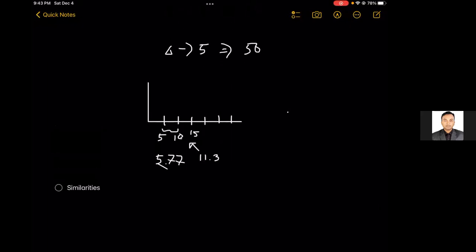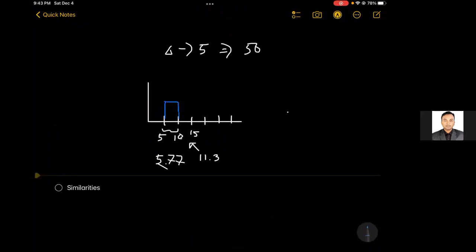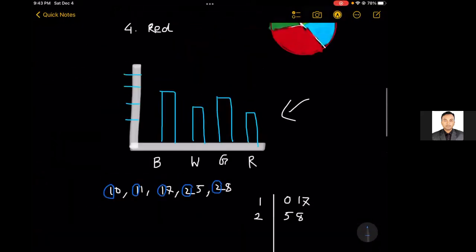Even for histograms, we actually use bars like this, right? And even for bar graphs, we actually use bars like this. So that's another similarity. And again, that's why we often get confused by just eyeballing these two simultaneously, right? Because both these are giving us frequencies, they use bars, and they look pretty similar.